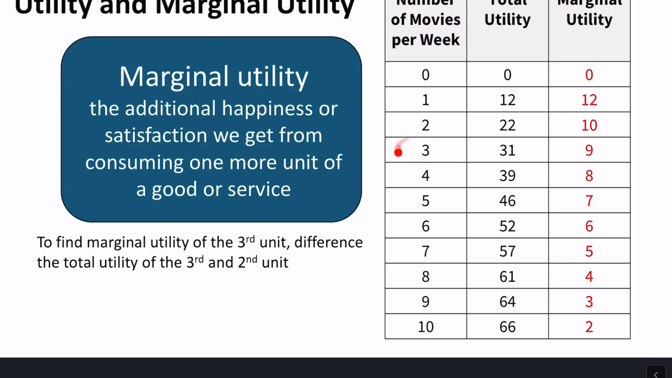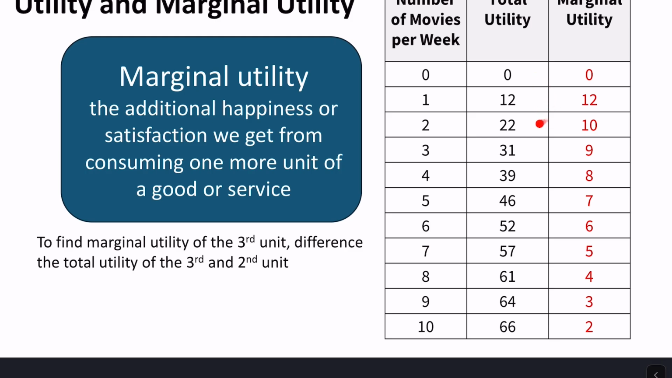So we want to know how much extra happiness or satisfaction we get from consuming that 3rd movie per week. And so we want to subtract off the total utility we get from watching 3, subtract off the total utility you get from watching 2. So that difference there, that step up, is the marginal or extra utility, additional happiness you get from that 3rd movie. Right? So we'll get 9 extra utils from consuming that third movie. We got 22, now we're at 31. So that third unit gives us 9.